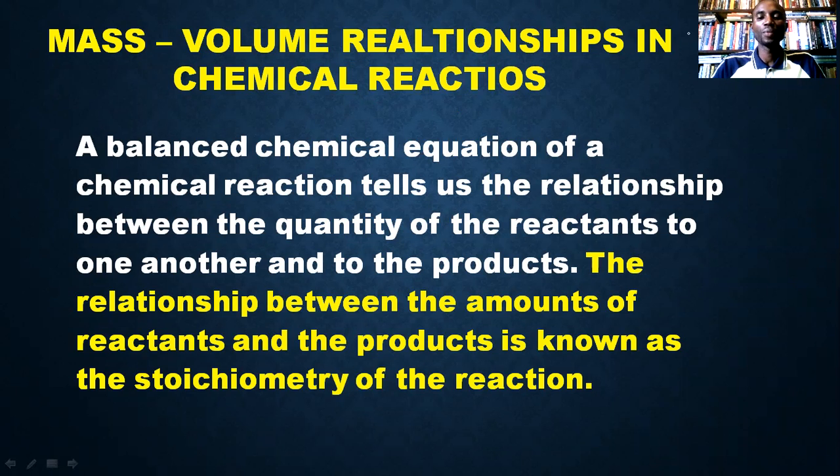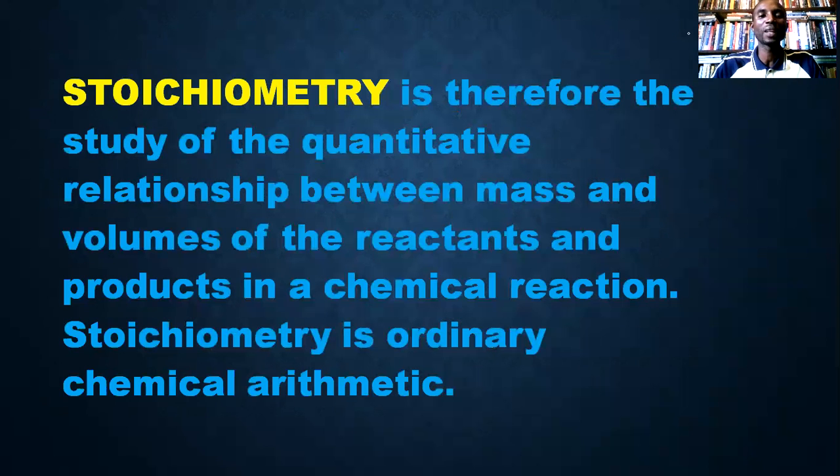It tells us about the relationship between the amount of the reactants and the products, and that is known as the stoichiometry of a reaction. That relationship between the amount of the reactant and the product, the reactants that react to form a product, is what we call the stoichiometry of a reaction. Such a relationship between the amounts of substances is what we call stoichiometry.